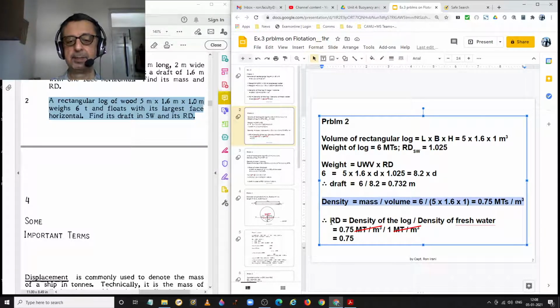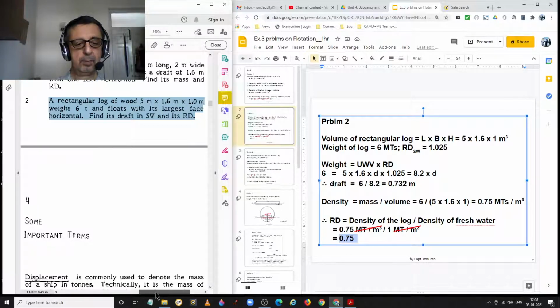Relative density is equal to density of the log divided by density of the fresh water. Therefore, relative density is equal to 0.75 metric tons per cubic meter divided by the density of fresh water, which is 1 metric ton per cubic meter. So from the numerator and the denominator, metric tons per cubic meter cancel out, and we have relative density of the log is equal to 0.75.